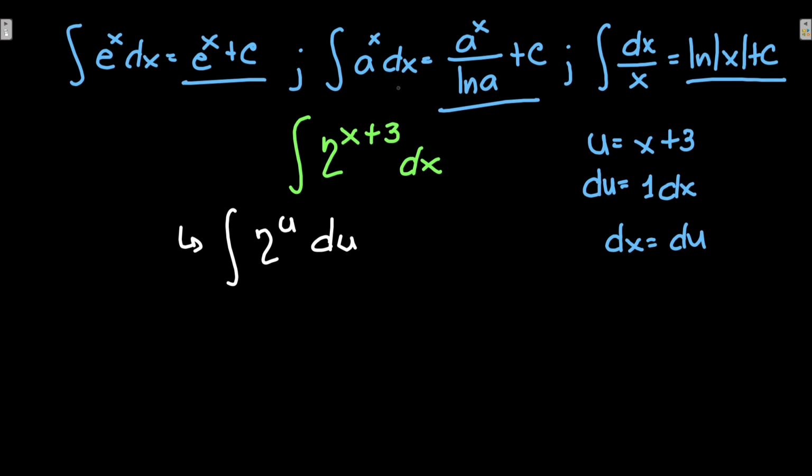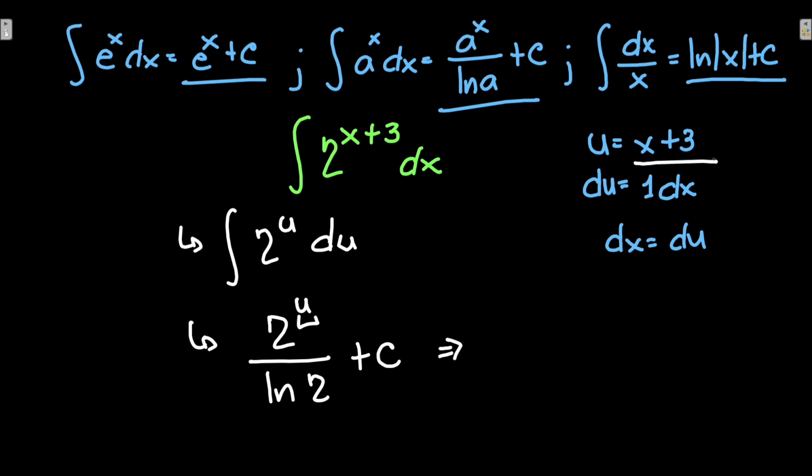You can see here now, it may have a different variable, but the concept is the same anyway. So you can put this as 2 here is a representation. So this would be 2 to the power of u over ln of a, which is ln 2, plus c. And so for your final answer, you must put u back into its original form, which is x plus 3. And so your final answer would be 2 to the power of x plus 3 over the natural log of 2 plus c.